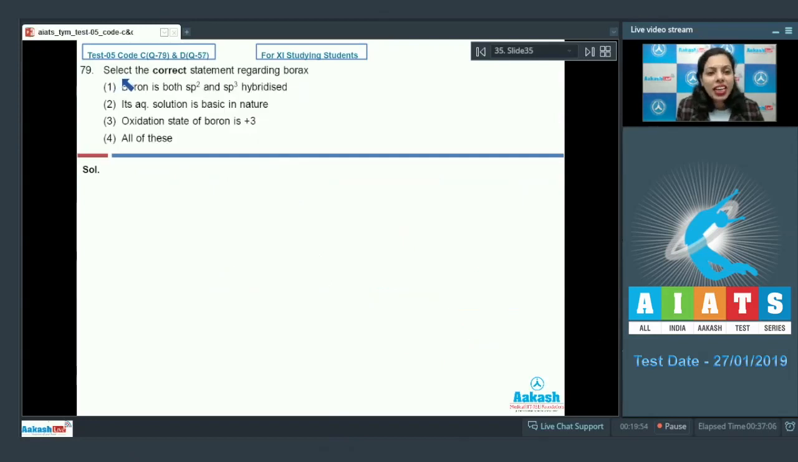After that, question number 79: select the correct statement regarding borax. Again, a question on borax. What's borax? That is Na2B4O7.10H2O. We have to choose the correct statement from the given options. The first statement: boron is both sp2 and sp3 hybridized. In case of borax, there are 4 boron atoms, of which 2 are sp2 hybridized and 2 are sp3 hybridized. It means this statement is correct.